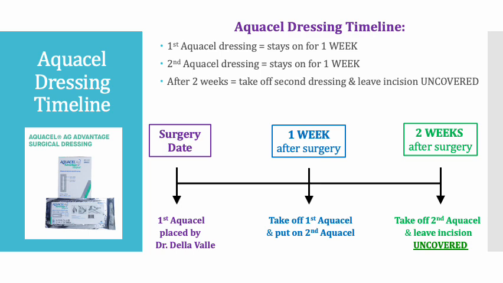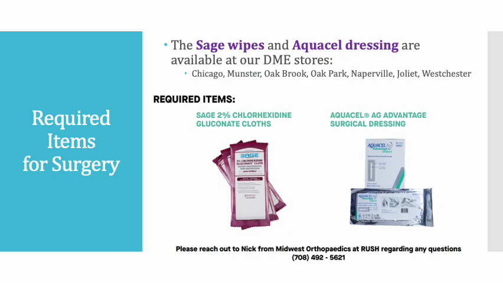This includes things such as pools, hot tubs, baths, lakes, etc. So to recap on the 2 items Dr. Della Valle recommends all patients purchase prior to surgery, both the chlorhexidine Sage wipes and the Aquacel dressing can be purchased at any one of our DME stores. There are multiple locations for the DME stores for your convenience to pick up. This includes the Chicago office, Munster, Oak Brook, Oak Park, Naperville, Joliet, and Westchester.